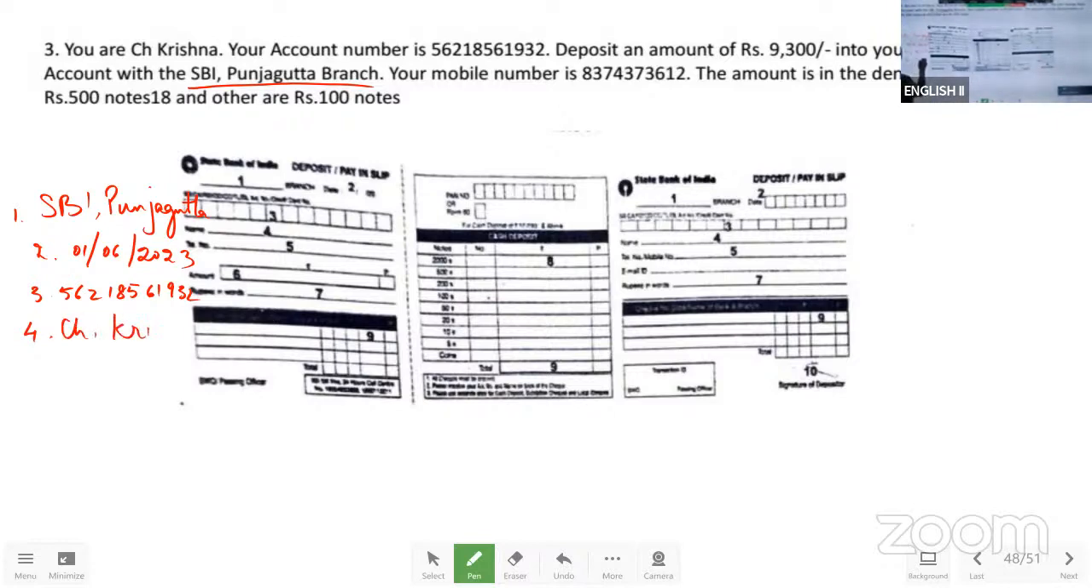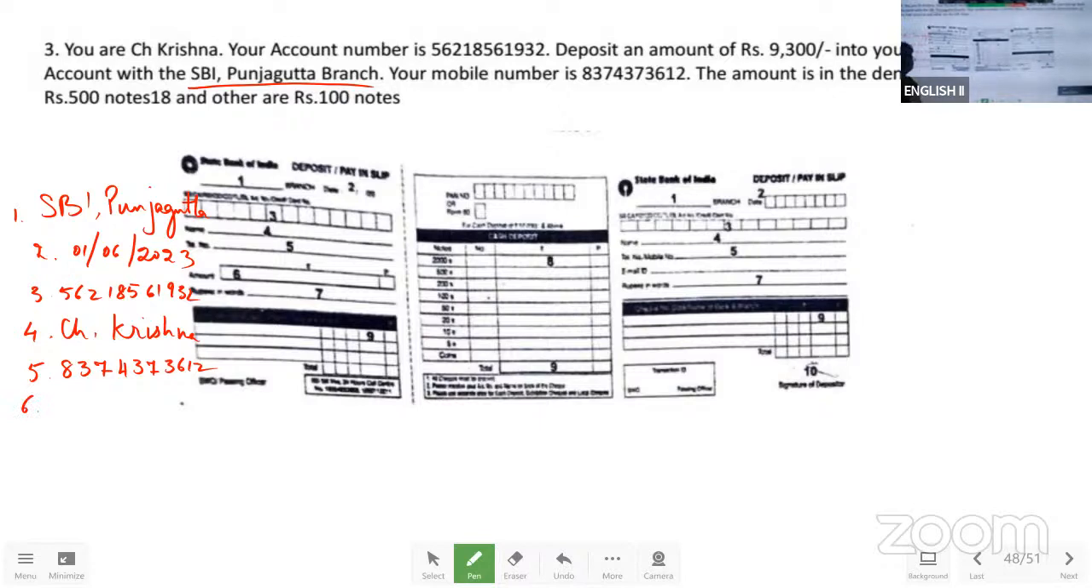And another thing you should keep in mind, sometimes they use the word, you are Mr. CH Krishna. In the bank account, you cannot use the word Mr. Just write CH Krishna. Now the fifth one, telephone number 837 437 3612.